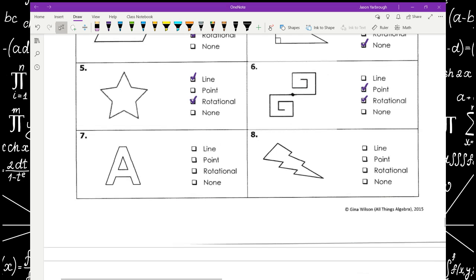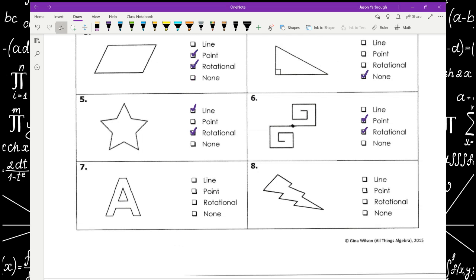Number 7, line symmetry. Draw a line straight. Point, upside down. Nope. Rotational. Nope, no repeating that way. So only line symmetry. Number 7, does it have line symmetry? No. Does it have point symmetry? No. Does it have rotational? No. So none.